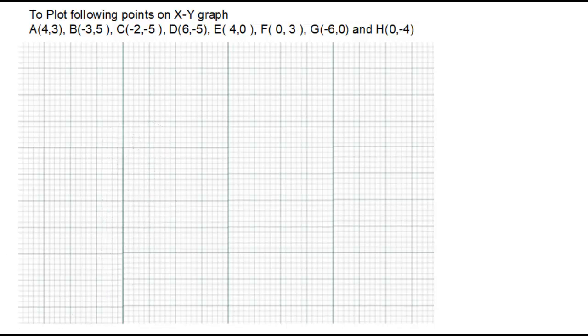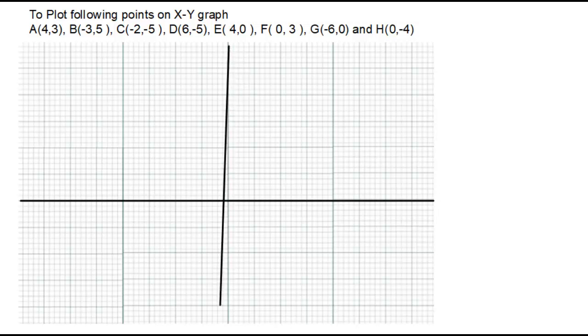Now, to plot any point on the graph paper, first we have to create the x-axis and y-axis. So let us draw the x and y-axis first. Suppose this is the x-axis, the horizontal axis, and this is the y-axis, the vertical axis. Let us name them. This is the x-axis and this is the y-axis.